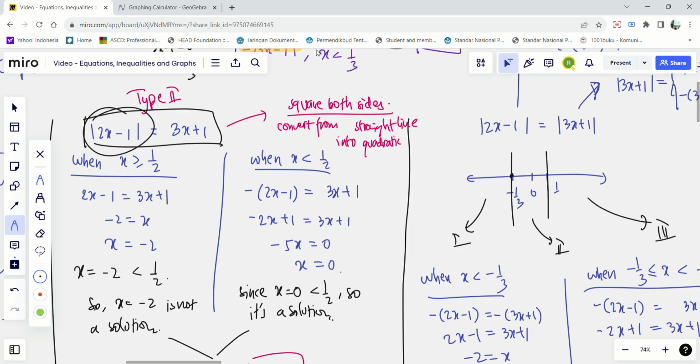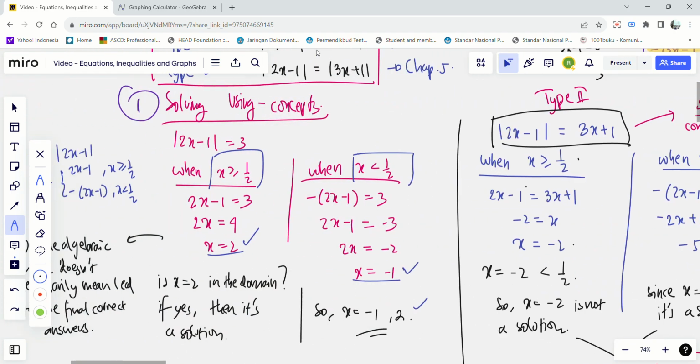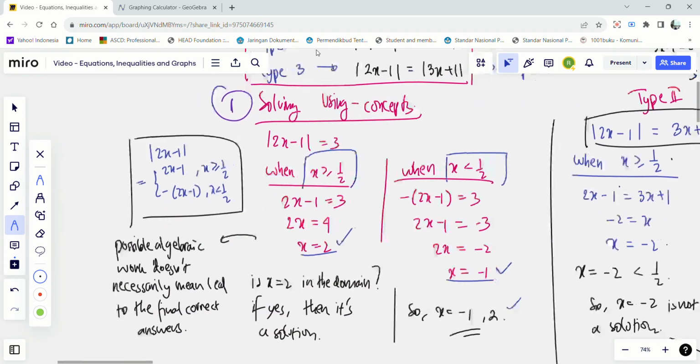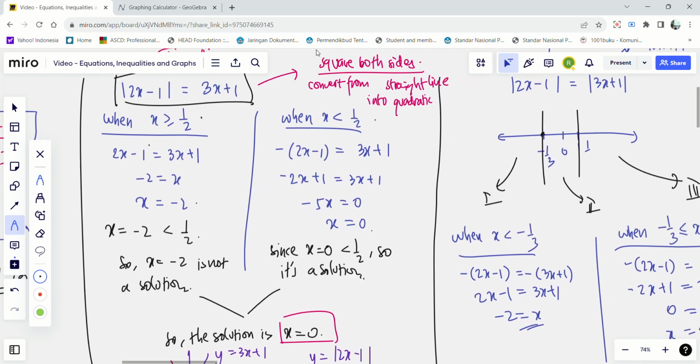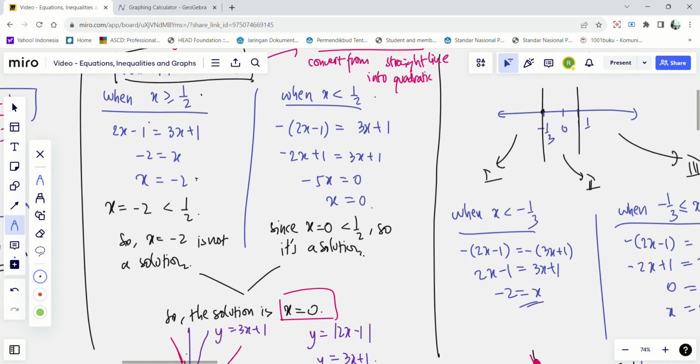Since this is a modulus, we have to separate it into two cases again, right? When x is at least half, and when x is less than half. So we do the same thing. That's why you see 2x minus 1 equals 3x plus 1. We solve it, and we get 2x equals -2. And then here you have the negative of 2x minus 1 equals 3x plus 1. Again, I refer to the definition that I already wrote here. Then you solve the equation as per normal, so you get two possible solutions again, x equals -2 and x equals 0. And then again, you have to check.